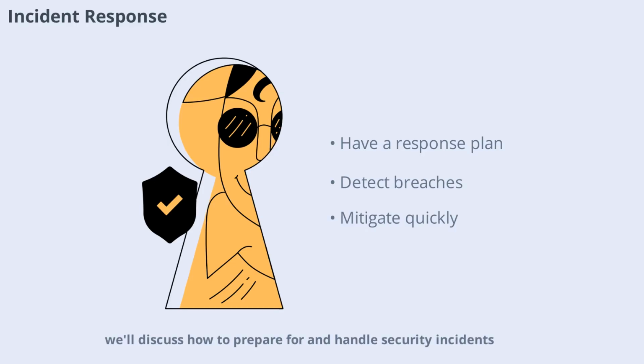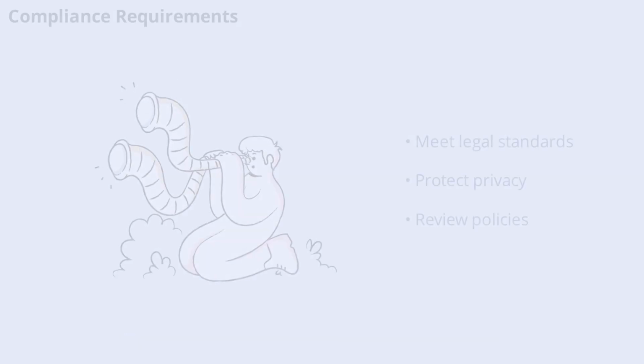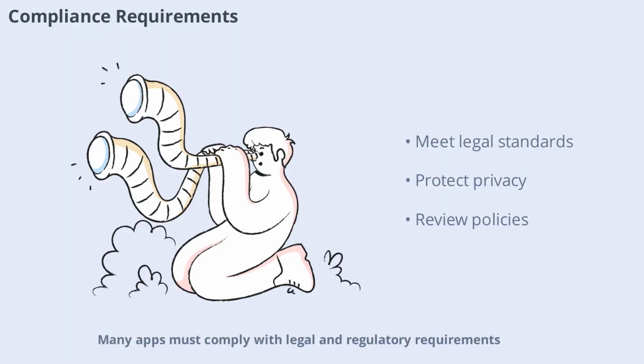In this scene, we'll discuss how to prepare for and handle security incidents. Many apps must comply with legal and regulatory requirements, such as GDPR or HIPAA. Ensure your app meets all relevant standards for data protection and privacy. Regularly review compliance requirements and update your policies as needed. Let's discuss how to stay compliant with security regulation.